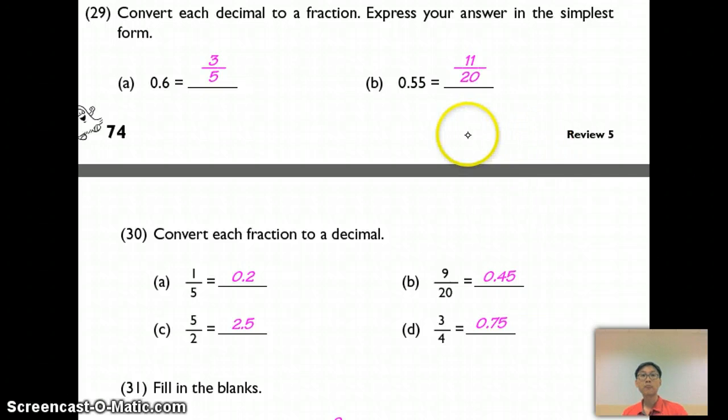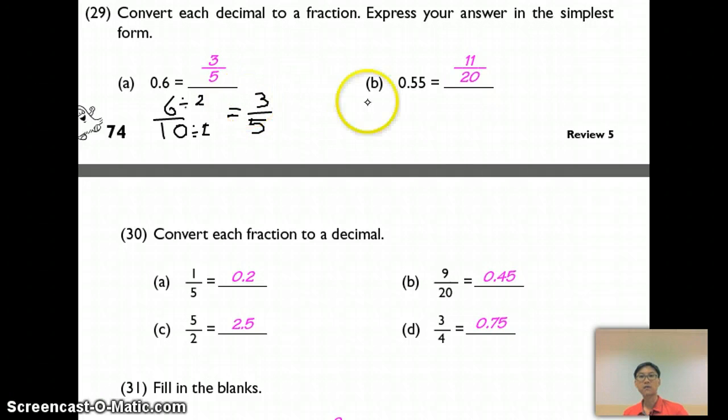Question 29, supposed to convert the fraction. So if you convert it, this is actually 6 over 10. Alright, I can divide both top and bottom by 2. Divide top and bottom by 2. So that will give me 6 divided by 2 is 3. 10 divided by 2 is 5. So therefore this is 3 over 5.